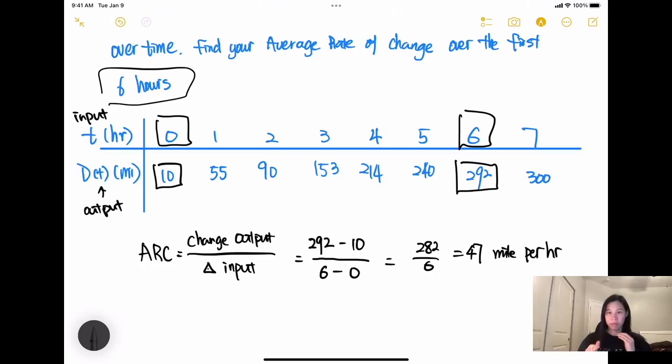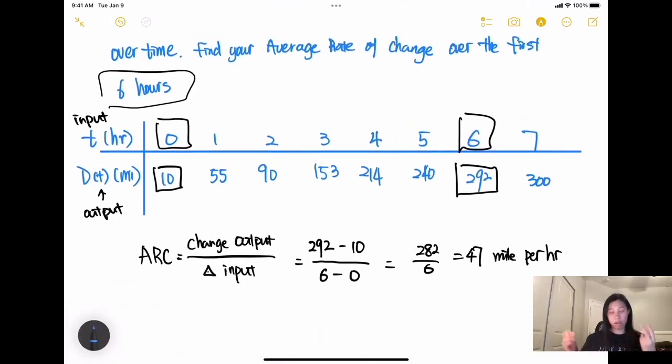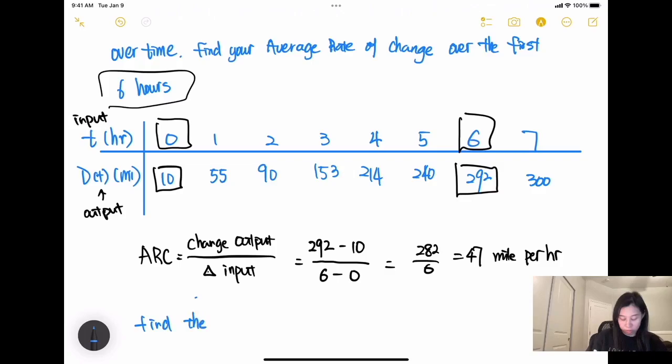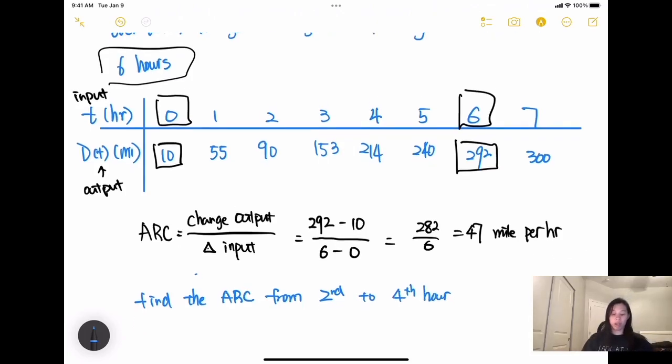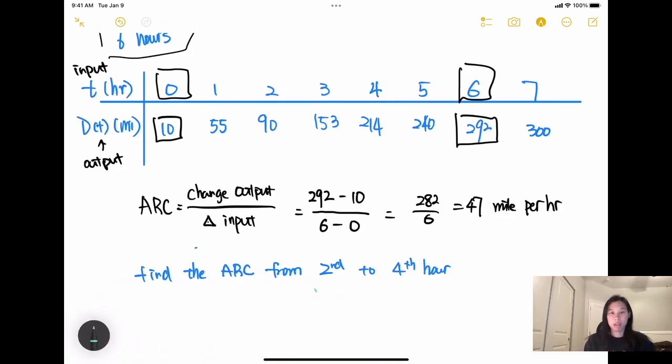So, does that make sense now? If not, we can give another example, such as, what if I say, hey, find the average rate of change from the second to the fourth hour? I'm going to use a green pen. So remember, the average rate of change from the second to the fourth hour.